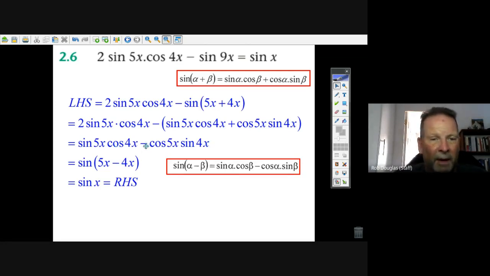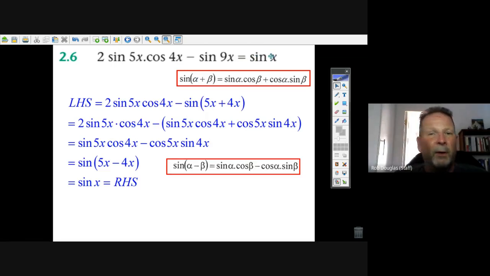Well, now we've got the difference. It's sine, cos, cosine. There's your 5x, 4x, 5x, 4x. Now we can use this formula to kind of work backwards. We've got the sine of an angle, the cos of an angle, minus the cos of that same angle times the sine. Hey, that's the sine of the 2 angles subtracted. Well, hey, that's what we're trying to get to, sine x. So 5x minus 4x, that means that's just the sine of x. And that's the right-hand side.